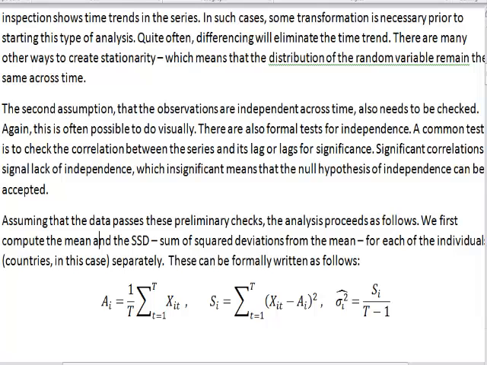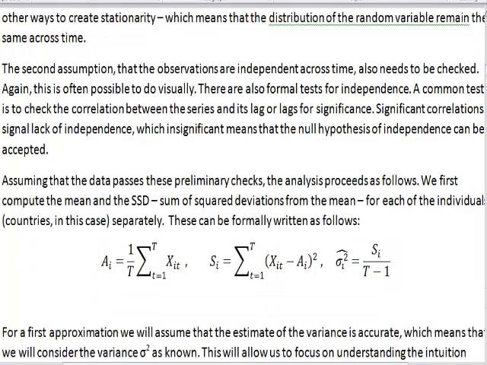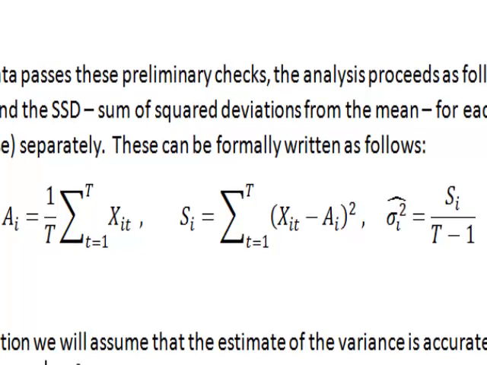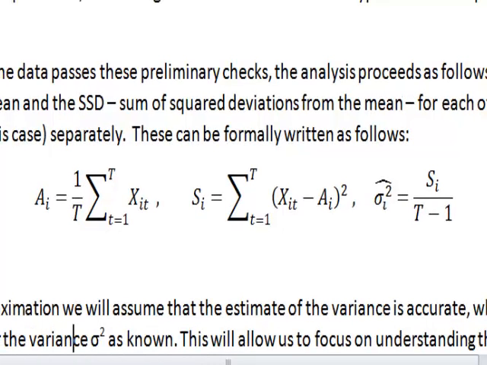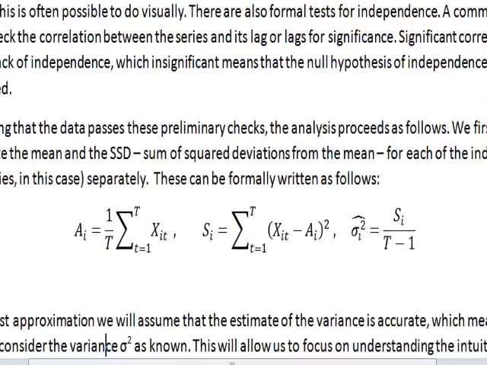Now the analysis works by first reducing the data to the mean and the sum of squared deviations from the mean. So the formulas are A, which is the sum of all of the observations, and S, which is the sum of squared deviations from the average. And one more number which is often convenient is sigma hat squared, which is just derived from the sum of squared deviations by dividing by T minus 1.